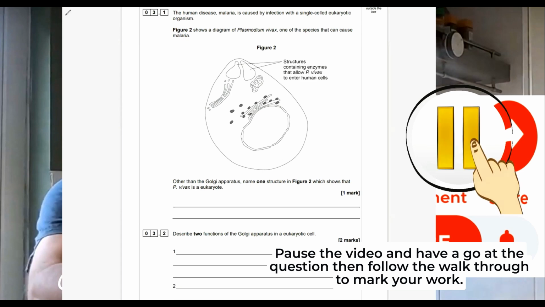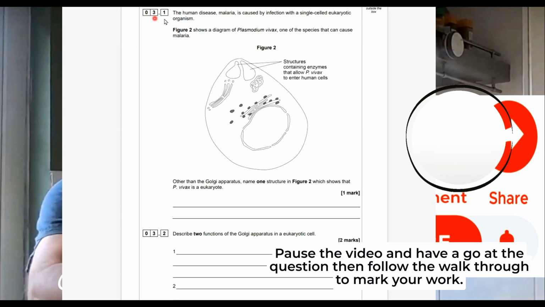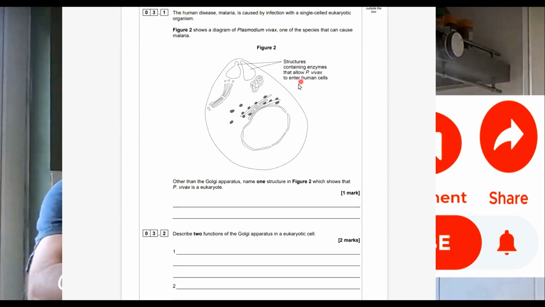Make sure you pause the video and have a go at the question, then follow the walkthrough to mark your work. So 3.1, the human disease malaria is caused by infection with a single-celled eukaryotic organism. Figure 2 shows a diagram of Plasmodium vivax, one of the species that can cause malaria. Structures containing enzymes that allow P. vivax to enter human cells. Other than the Golgi apparatus, name one structure in Figure 2 which shows the P.